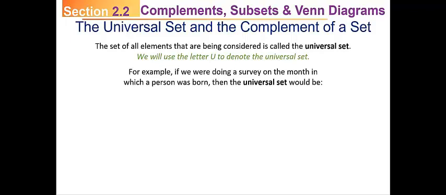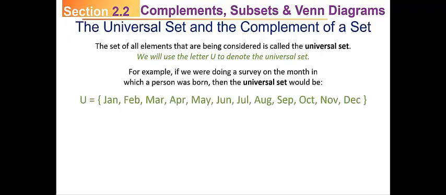For example, if we were doing a survey on the month in which a person was born, then the universal set would be the set containing all 12 months: January, February, March, April, May, June, July, August, September, October, November, December. There are no more months to consider. That would be our universal set from which a particular month would be chosen for a particular person.